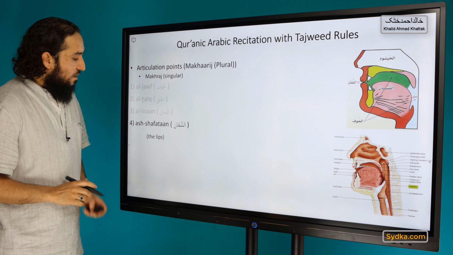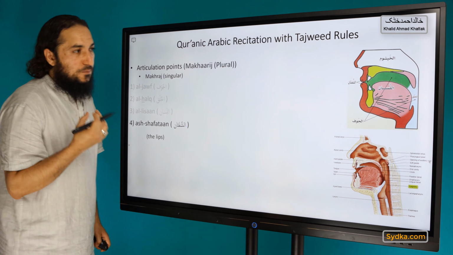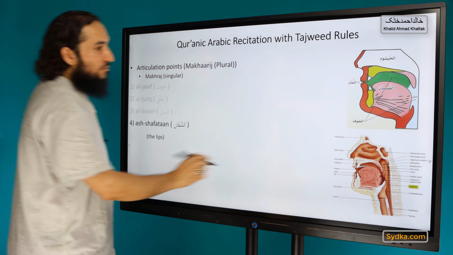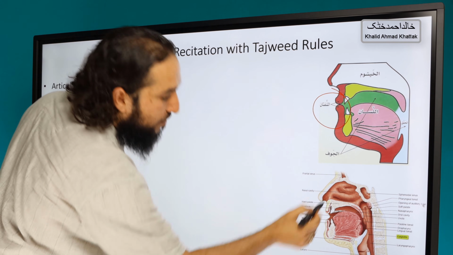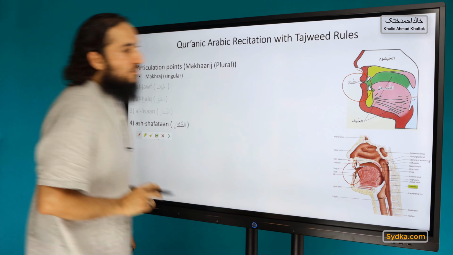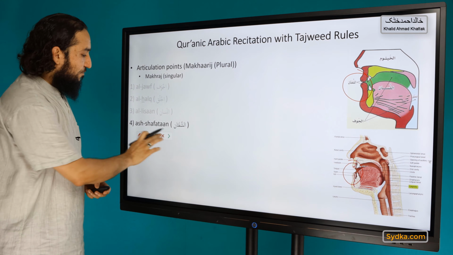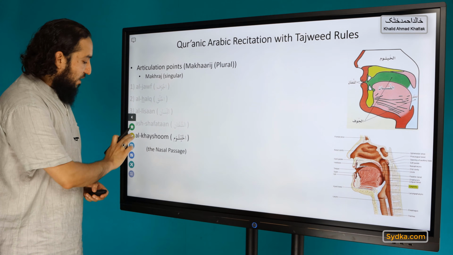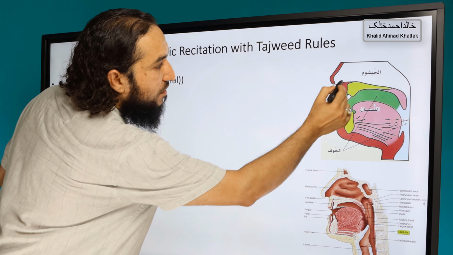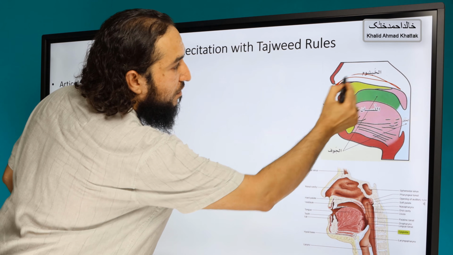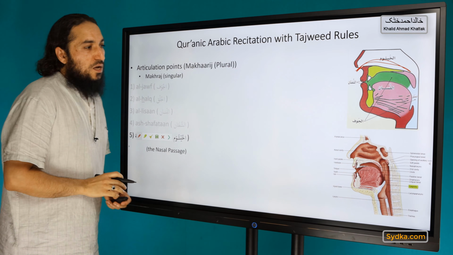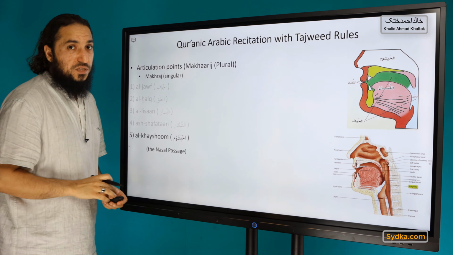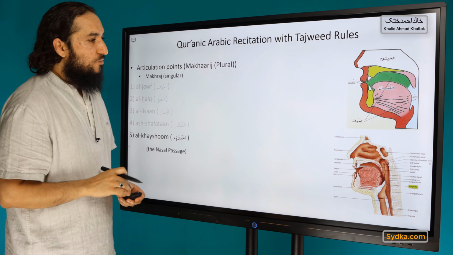The fourth one is al-Shafatan, the two lips. You can see here in this diagram, that's the two lips, and similarly here, that's the fourth articulation point. And the fifth one is al-Khayshum. Al-Khayshum is the nasal passage, so that place here is the fifth articulation point. We will discuss each one in detail when we come to discussing the letters of those articulation points.